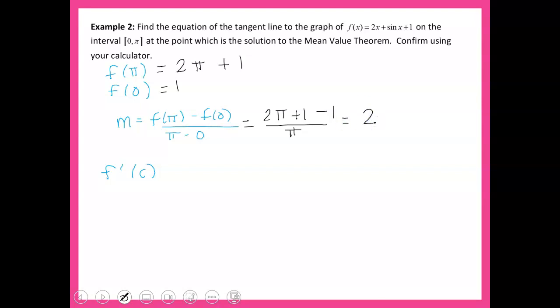What is the derivative of 2x? The derivative of sine, the derivative of 1. So the slope of the tangent is 2 plus cosine x. The slope of the secant is 2. So what do I got to do? Subtract 2. So what do you get?